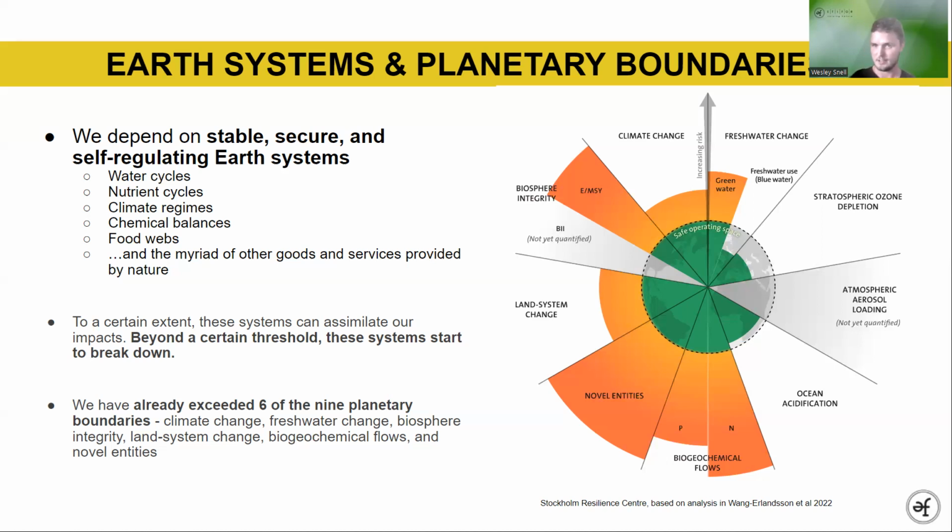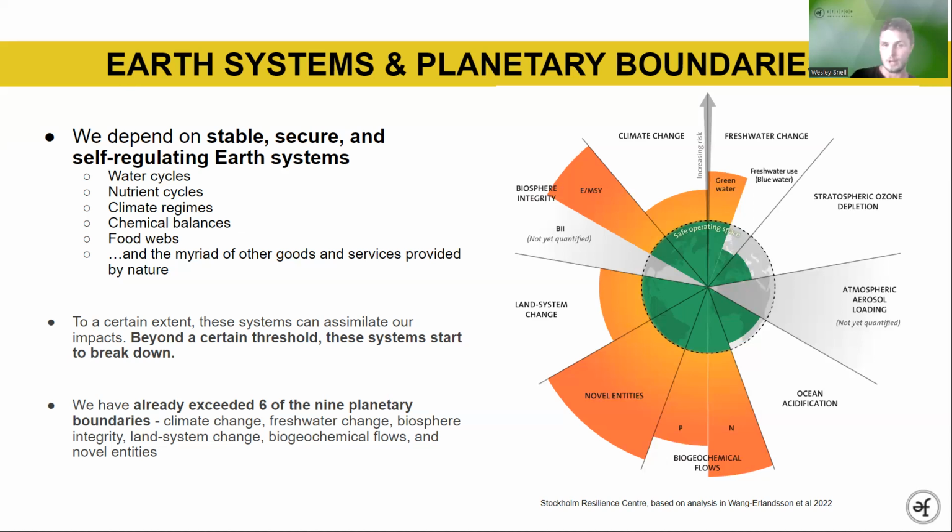Now, to a certain extent, these Earth systems self-regulate and they can assimilate our impacts, right? Everything that we do has an impact to an extent. There's no such thing as zero impact, maybe net zero, but no such thing as gross zero impact. And that's okay. That's just us living in the world. Every other animal, every other species, every other living thing on this planet also has an impact, needs resources and takes resources, and also gives resources, right?